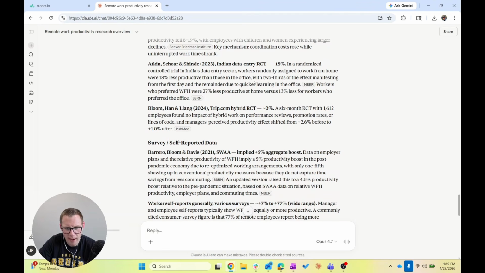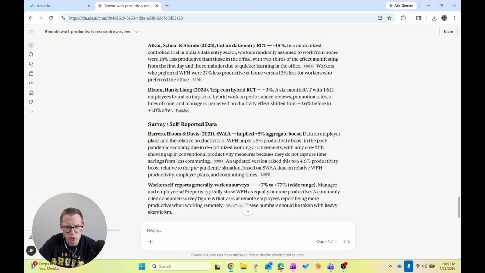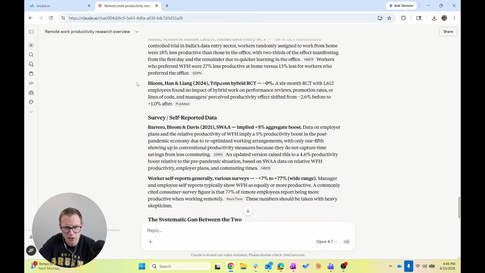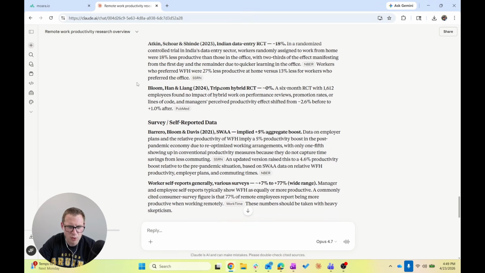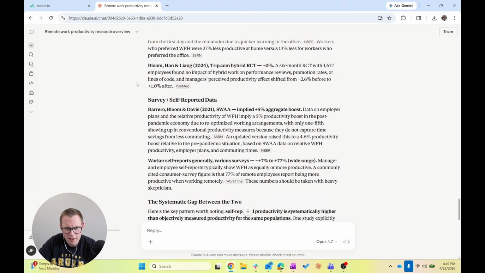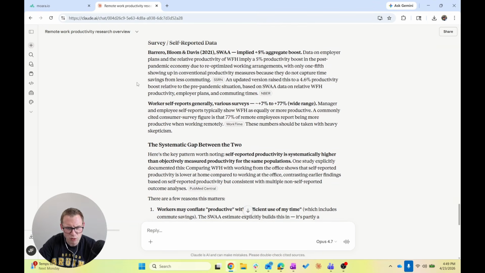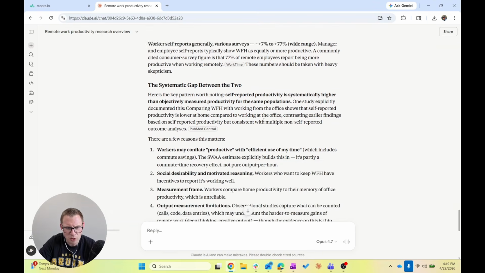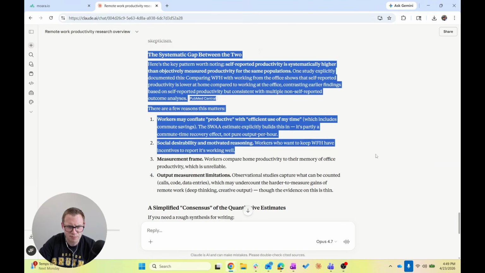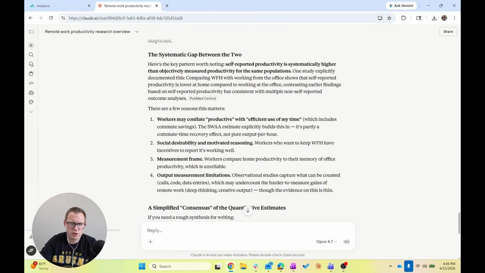Interesting. Okay. In a randomized controlled trial in India's data entry sector, workers randomly assigned to work from home were 18% less productive than those in the office, with 2/3 of the effect. Okay. And then 0% difference here. And then those are survey results, implied 5% aggregate boost. Now, here's what's interesting. The key pattern worth noting, self-reported productivity is systematically higher than objectively measured productivity.